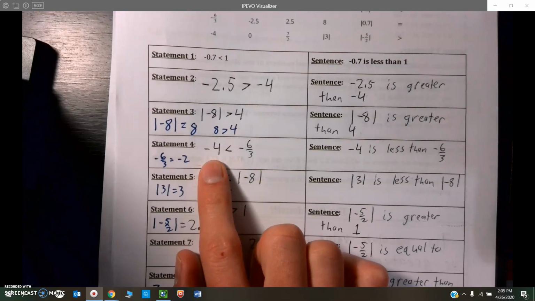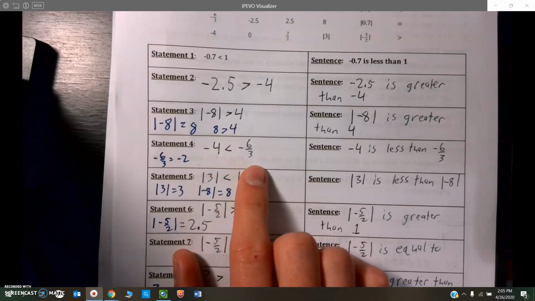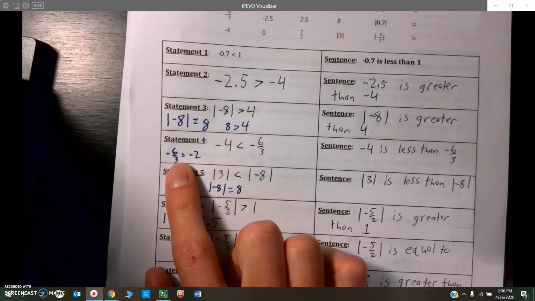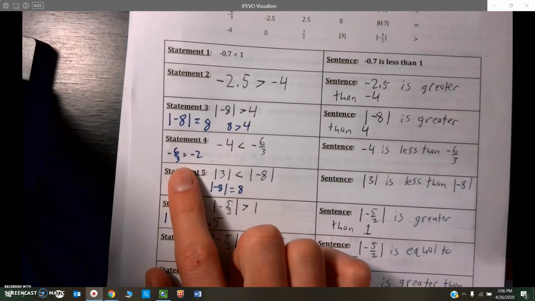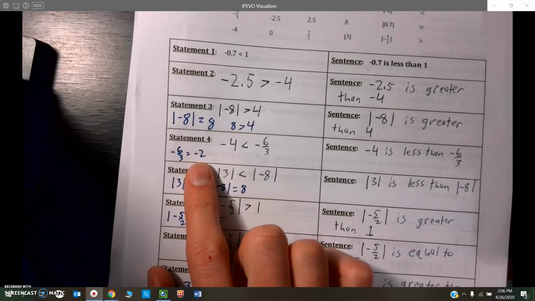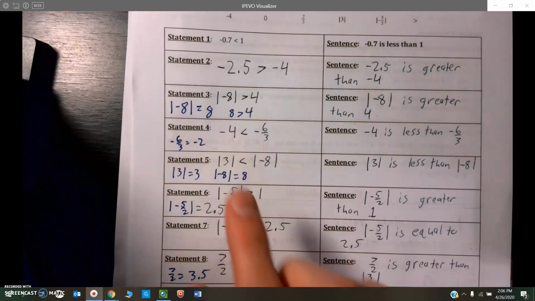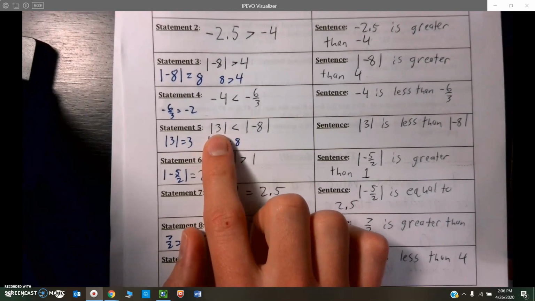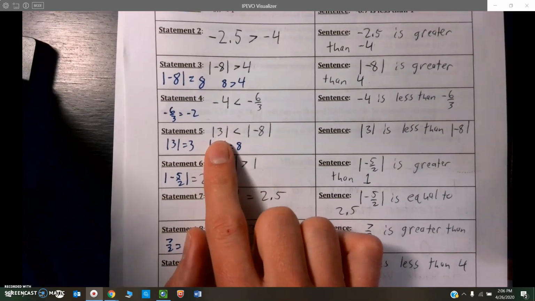In this next one, I said that -4 is less than -6/3. Remember, fractions are division, and if I simplify -6/3, that's actually equal to -2, and -4 is less than -2.